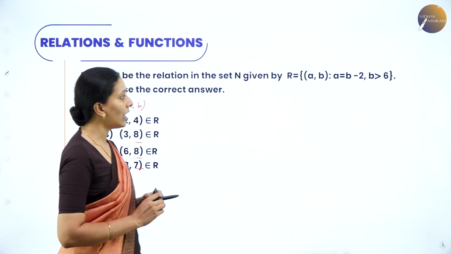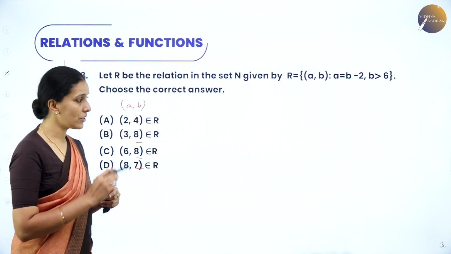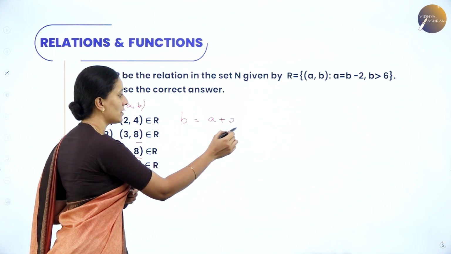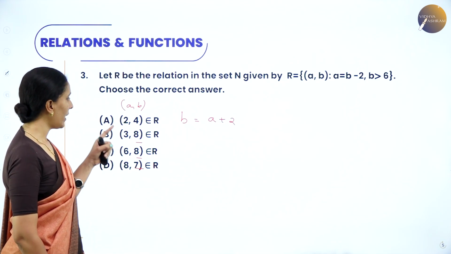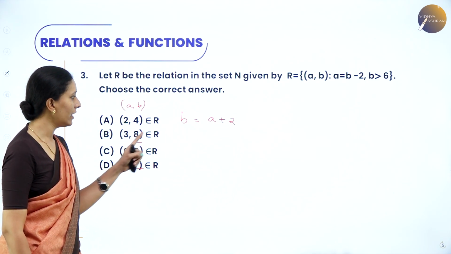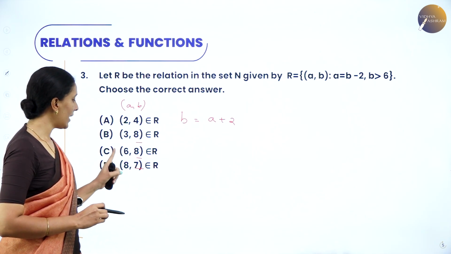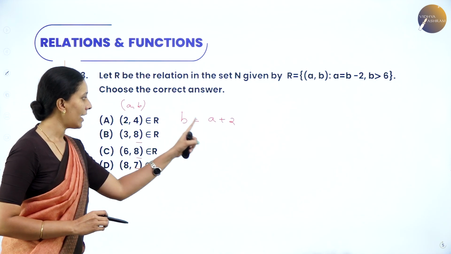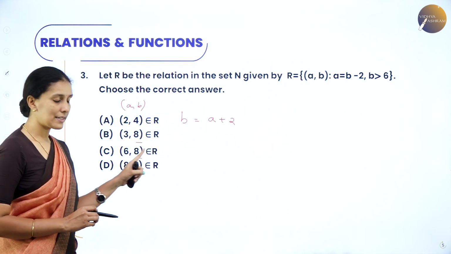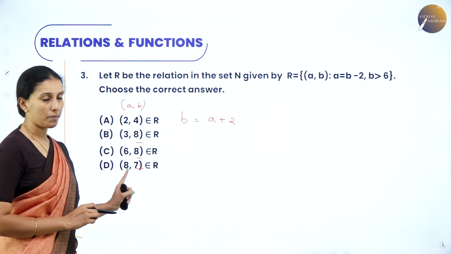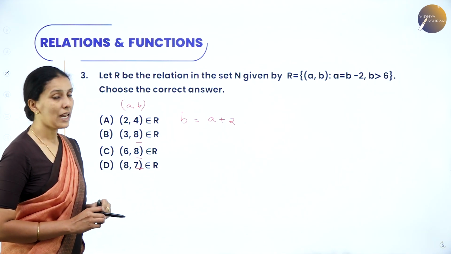Now they have given the relation a is equal to b minus 2. We can also write b is equal to a plus 2. So if you take the value of a as 3, then b should be 5, which is not possible. If you take C here, if you take a as 6, then b is 8. Yes, this is satisfying your answer. This cannot be (8, 7) because a should be less than b.